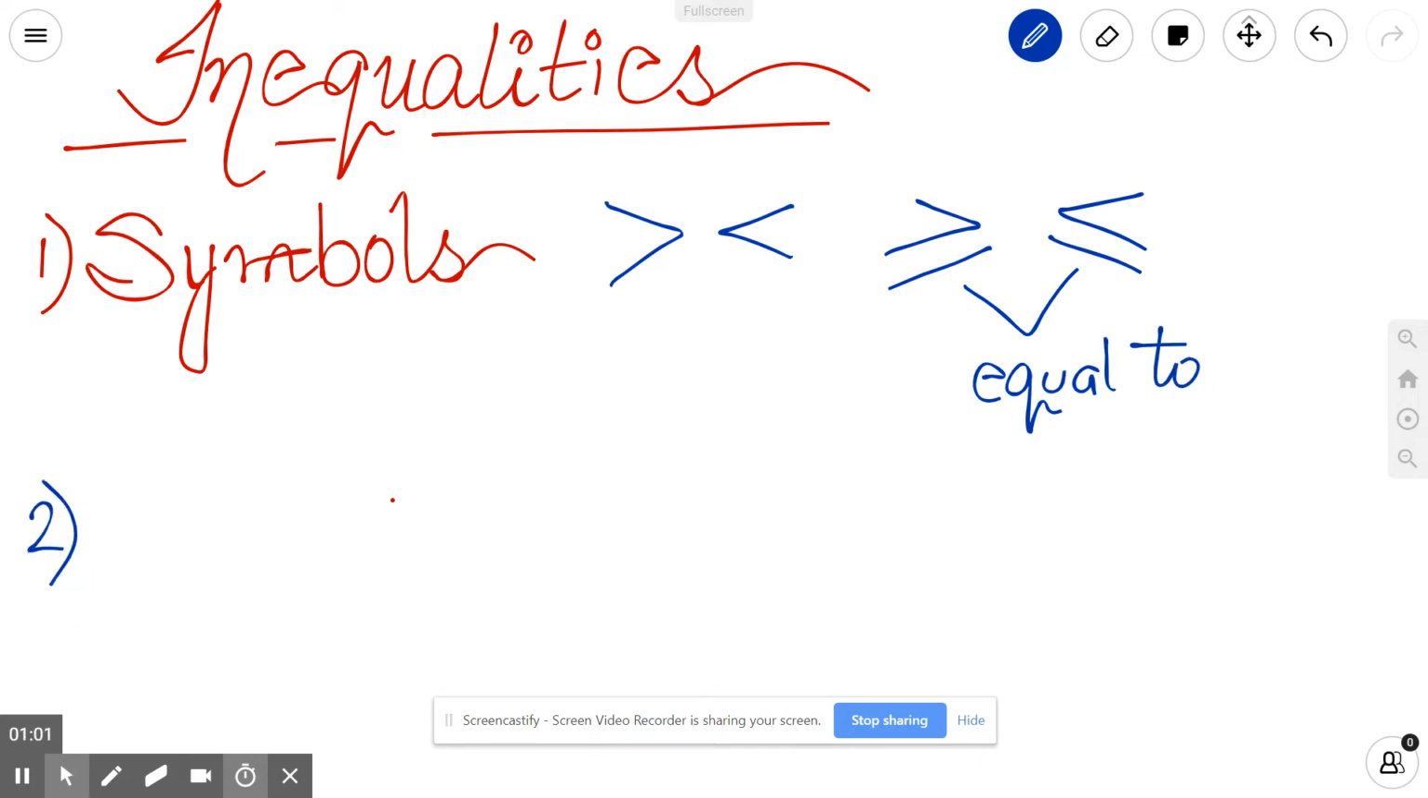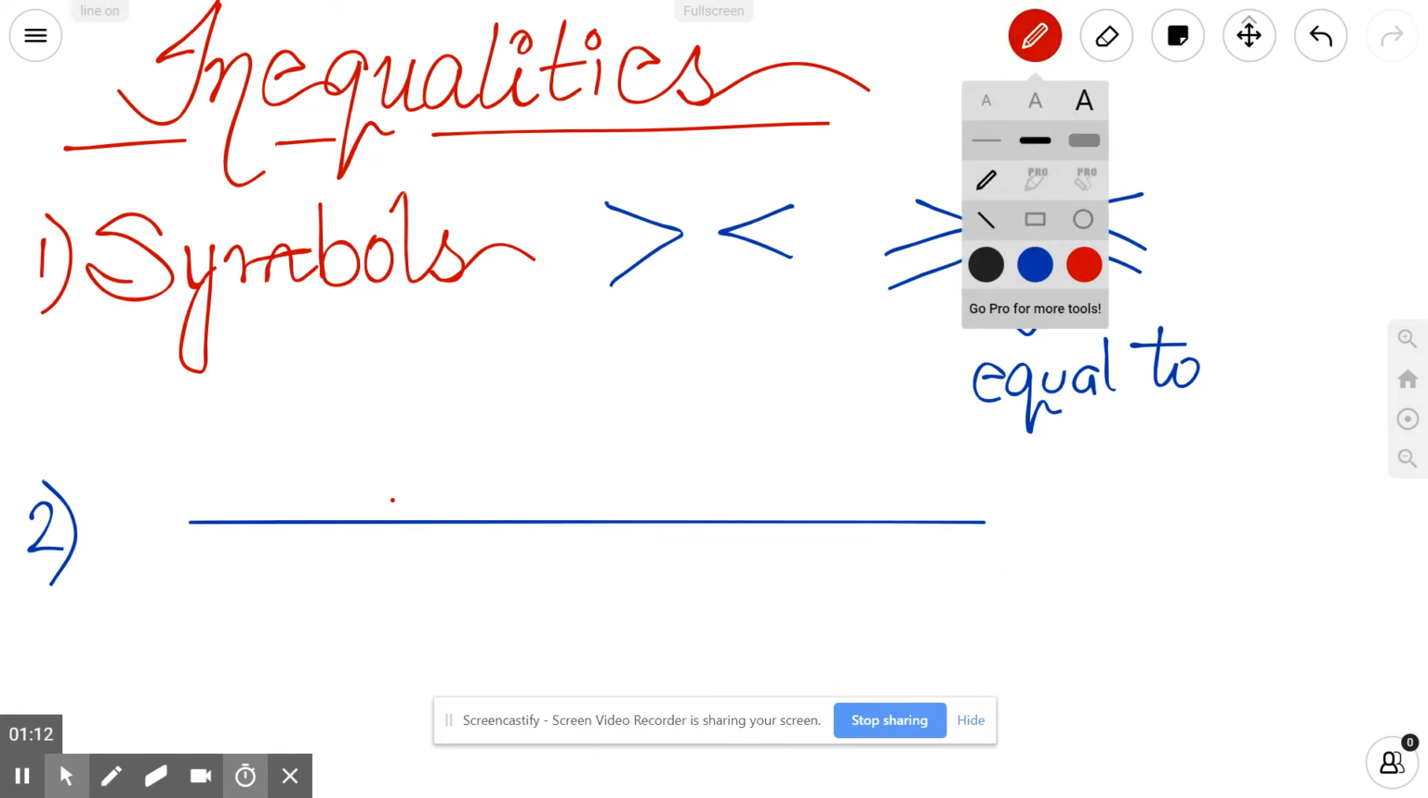The other important point to remember is that, let us say, I will draw a number line to make you understand it better. Let us say we have a number line right here. So this is 0.